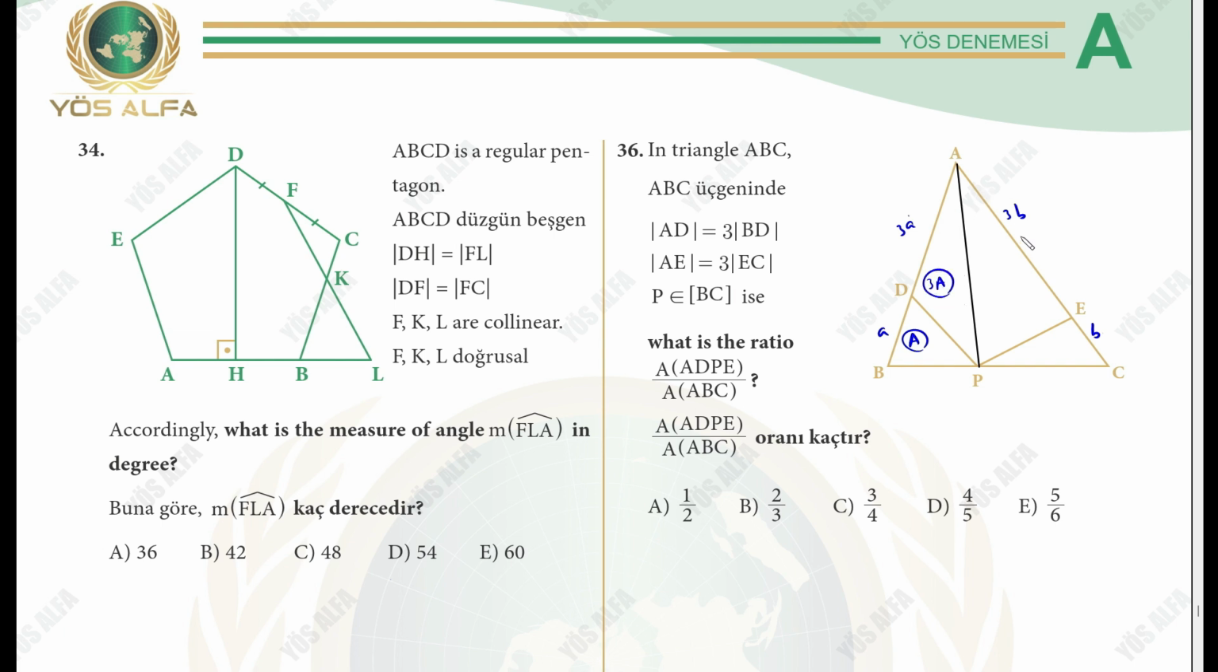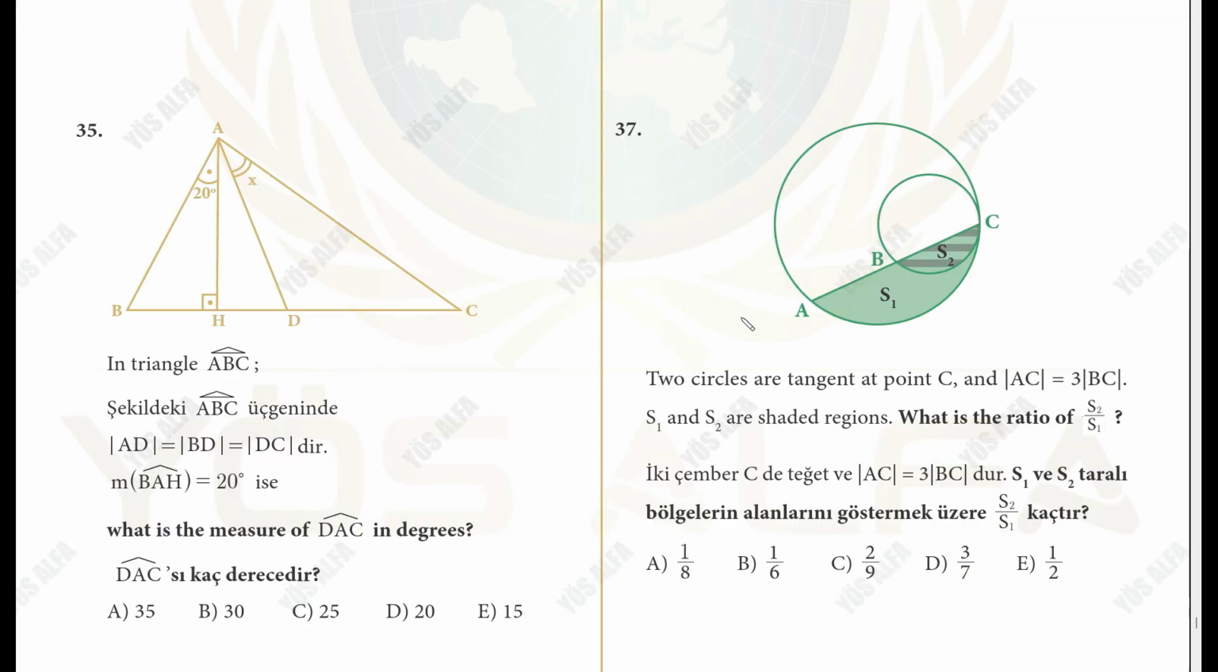In the same way, on the right hand side, we have 2 triangles having the same height here. So we can take their area ratios as their base ratio. So if this area is B, then the area APE is 3B. Now we can write down the area ratio of those triangles. For ADPE, we have 3A and 3B. For ABC, we have 4A and 4B. When we simplify it, we have 3 over 4 as the area ratio. The answer is C.